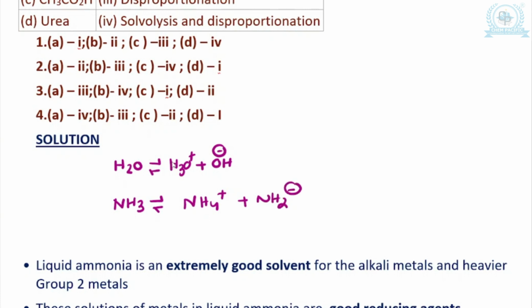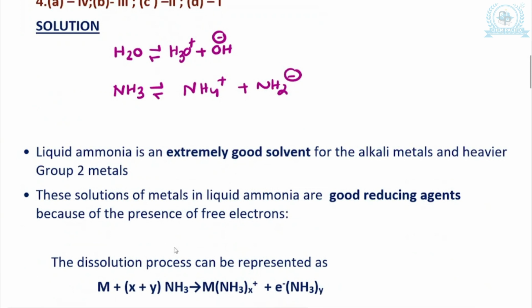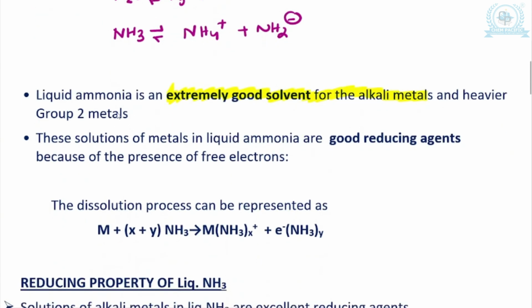Clear? So just as water dissociates into its corresponding cationic part and anionic part, liquid ammonia also dissociates into its corresponding cationic part and anionic part. Now liquid ammonia is a very good solvent for all alkali metals, because whenever alkali metals get dissolved in liquid ammonia, it results in the formation of ammoniated electrons. Because of the presence of ammoniated electrons, the solutions of alkali metals in liquid ammonia act as very good reducing agents.